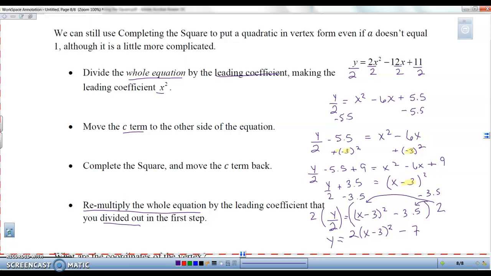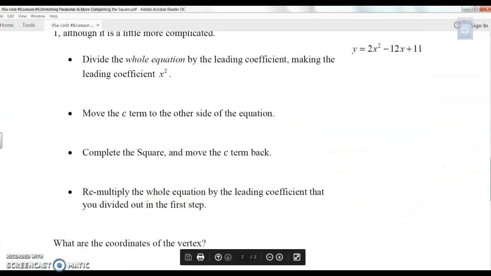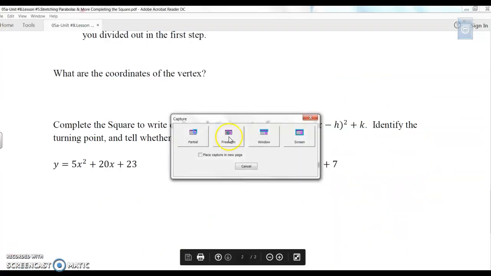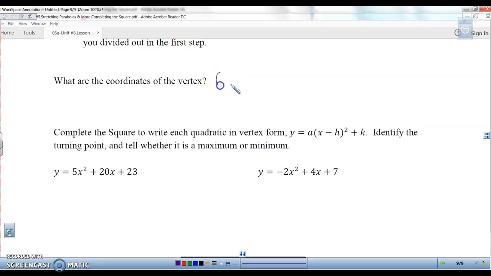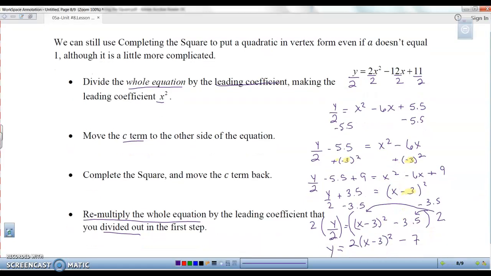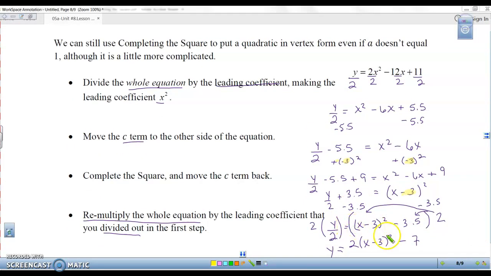So what's your vertex going to be for this? Well, let me move it down. All right, so this is y equals 2 times x minus 3 quantity squared minus 7. So that means that the vertex is going to be 3, because it's the opposite sign, negative 7. The vertex comes from this, opposite sign here, same sign there. So that's going to be the vertex from what we learned previously.